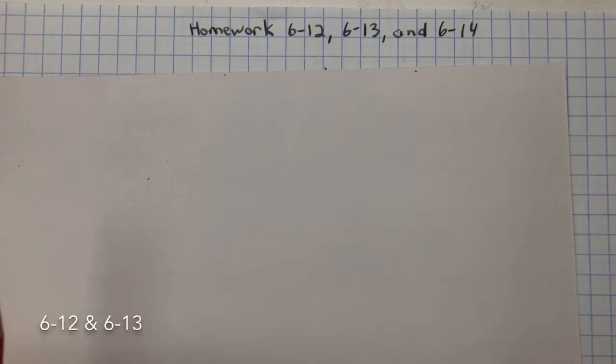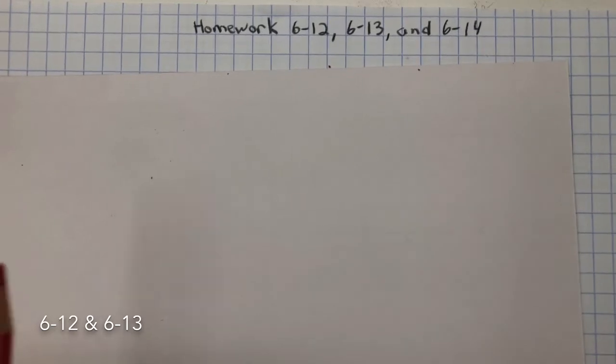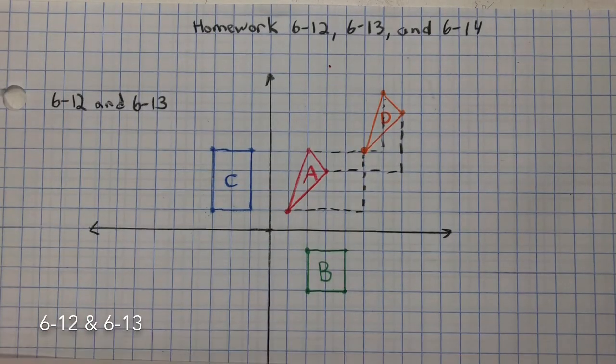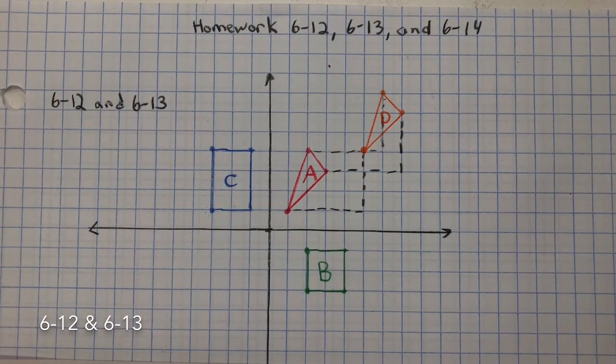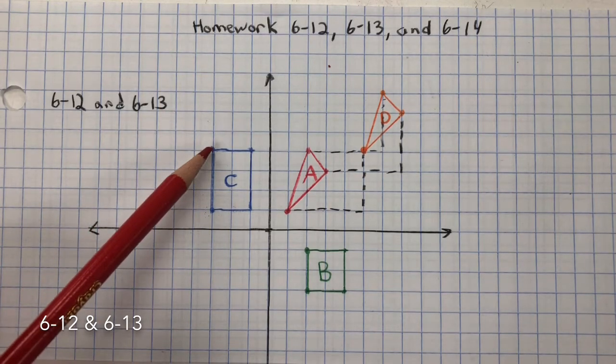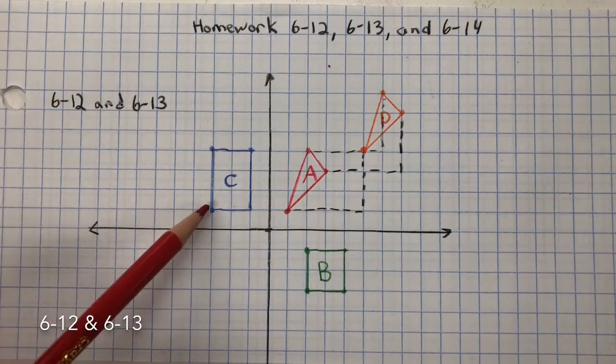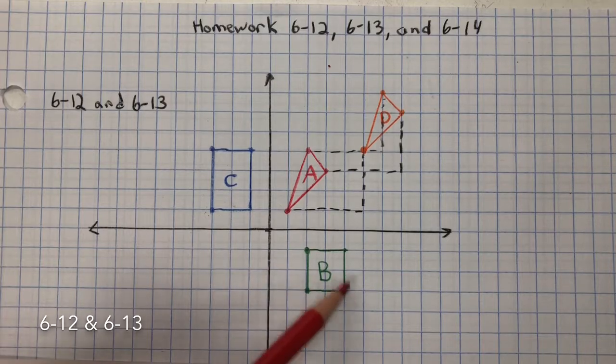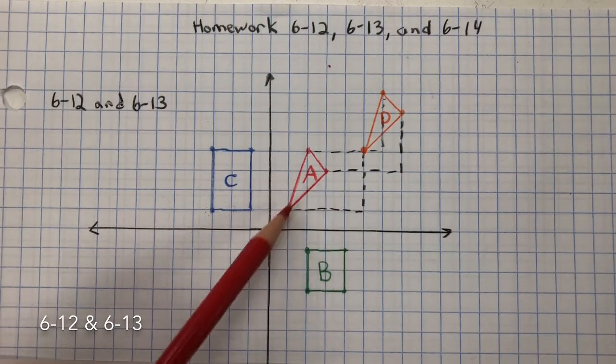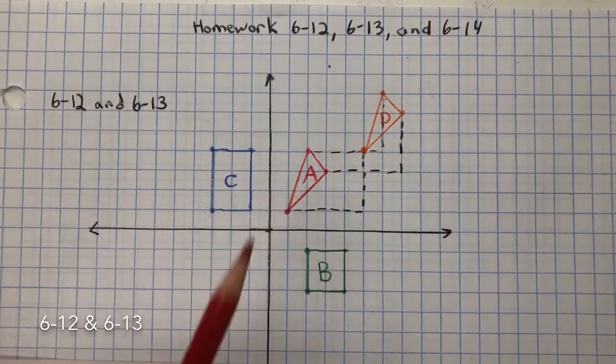This is the homework for 612, 613, and 614. For 612 and 613, you need to graph shapes A, B, and C with the given vertices. And remember, vertices are where two lines meet. So this quadrilateral has 4 vertices. This quadrilateral has 4 vertices. This triangle has 3 vertices.